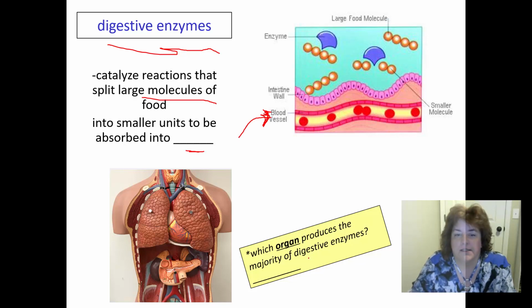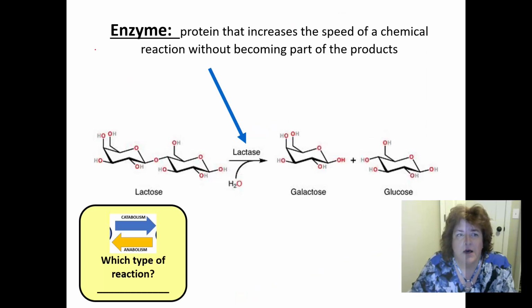Now, the organ that is going to create these digestive enzymes, hopefully you're working on learning your body parts. I'm pointing right here to the pancreas. The pancreas is going to produce 95% of your digestive enzymes, and you cannot live without a pancreas. It's very, very important. Now, back to enzymes. In this picture, you're seeing lactose, which is a dairy sugar, and the enzyme here, ASE ending, telling you that is the enzyme, breaks it down into two simple sugars, galactose and glucose.